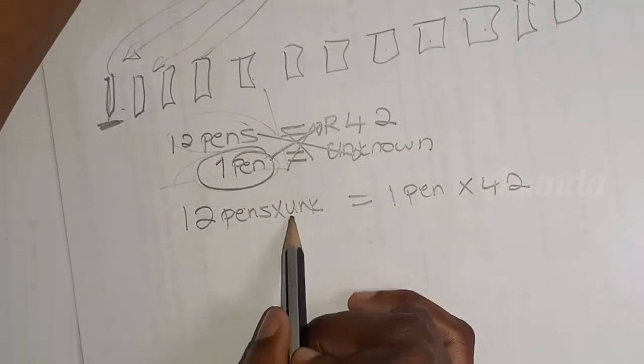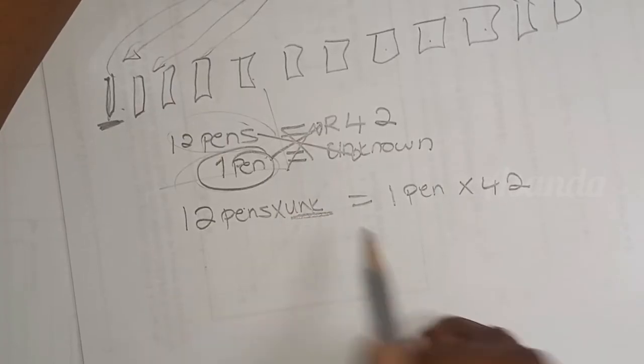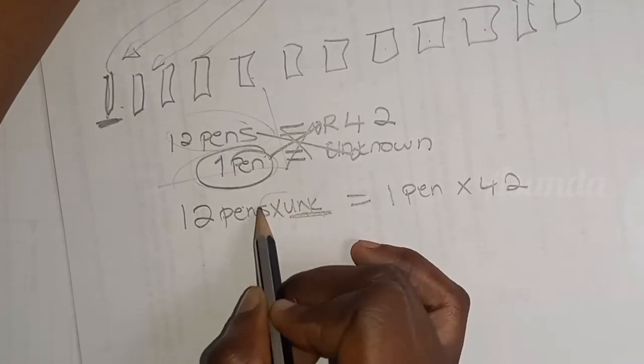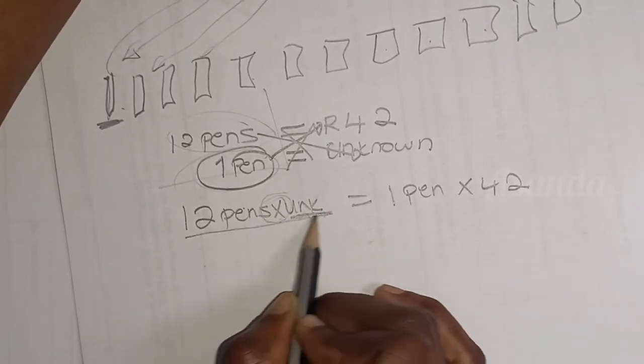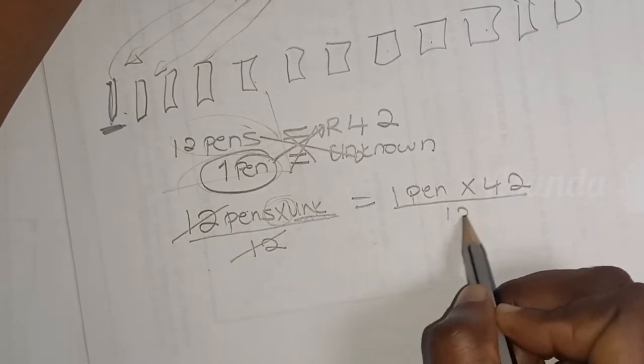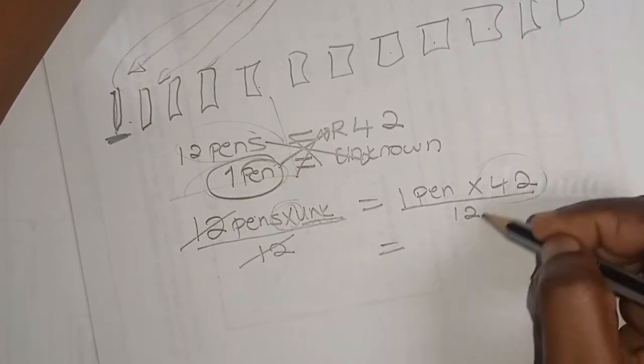So now that my unknown is here, I need to find my unknown sitting on its own. So what's happening here? 12 is multiplying the unknown. So I have to do the opposite of multiply, which is divide by. I'm going to divide by 12, and that goes away. And this side as well, I'm going to divide by 12. So you see, 42 divided by 12.